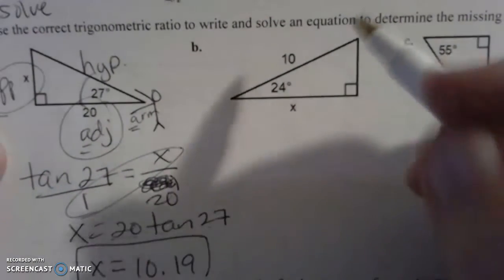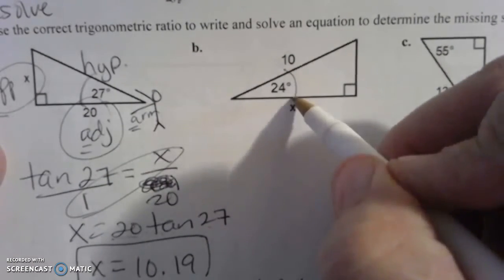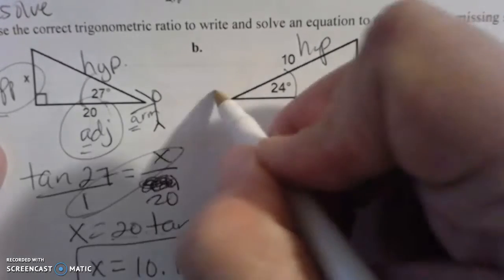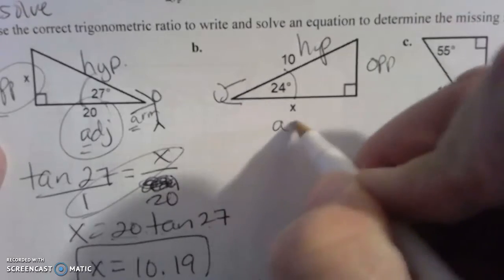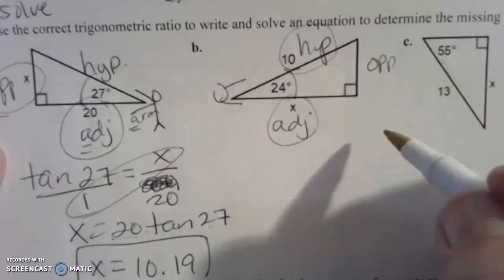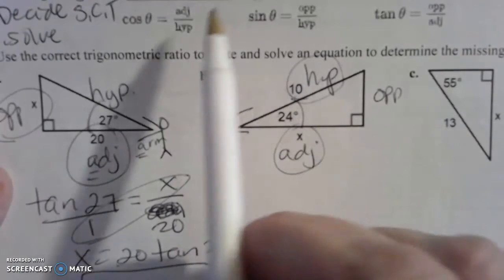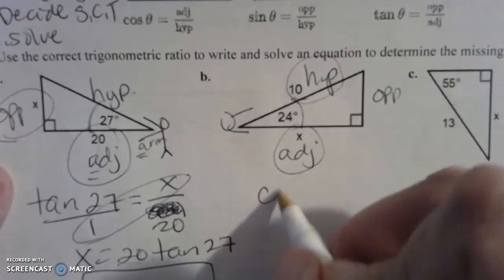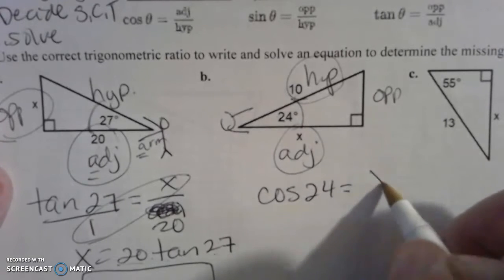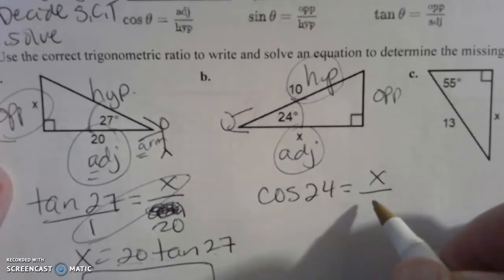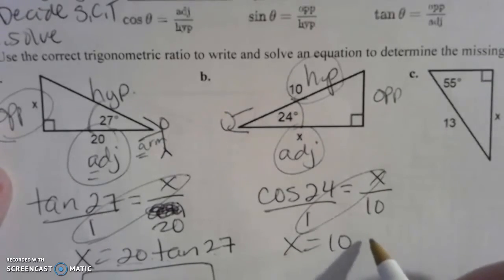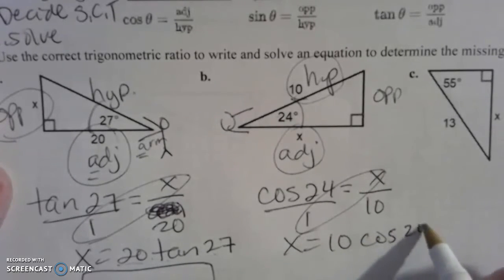Here we go. And this is my reference angle. This is my hypotenuse. So opposite, there's my arm touching this side, so I see this is adjacent. And what information do I have? Adjacent and hypotenuse. Adjacent and hypotenuse is cosine. So we're going to go cosine of 24 equals adjacent over hypotenuse. Set up my cross products. X equals 10 times cosine 24.